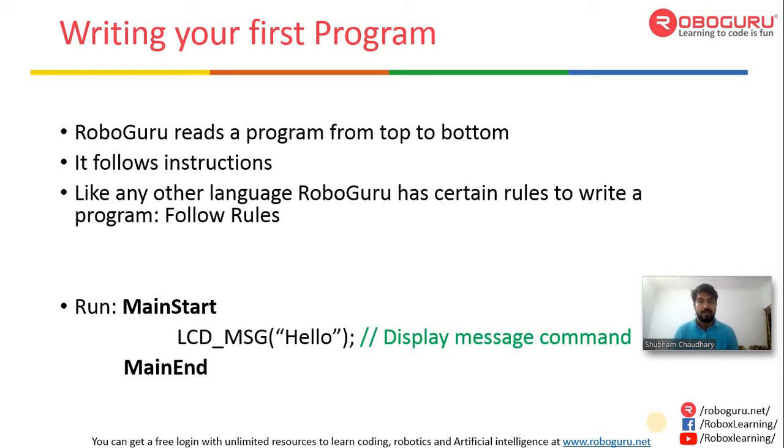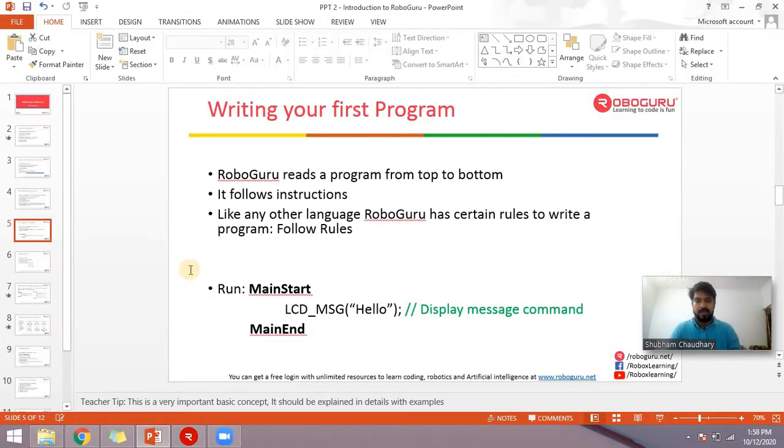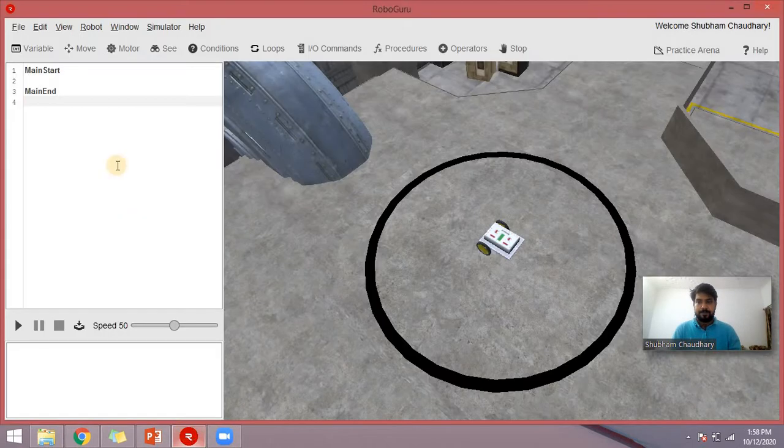Okay, so like any other language, this is a programming language, right? Like any other language, RoboGuru has certain rules to write a program. We just need to follow the rules. Okay, let's first write our first program. We'll go back to RoboGuru. So students, I'm going to write a program. I'm going to write a line. For example, I'll write a line in English. Okay, I'll write my name is, I'm sorry.